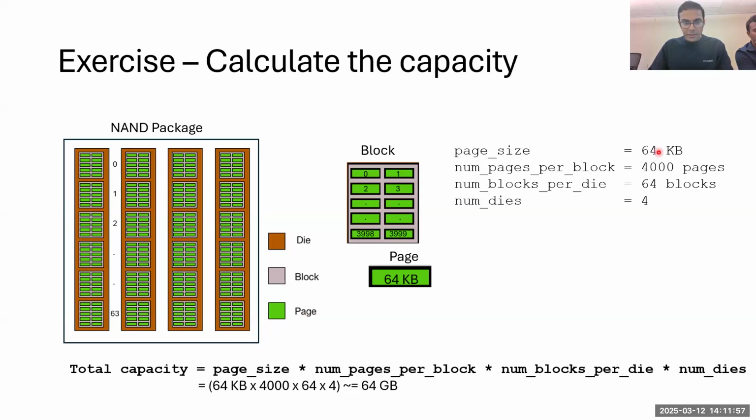So here the page size is 64 kilobytes. We multiply that by 4,000 pages to get the total size of the block. We multiply that by 64, which is the number of blocks per die. And then we just multiply that by 4, which is the total number of dies. And that gives us an approximation of 64 gigabytes of storage. And this is a typical size today on a USB flash drive.